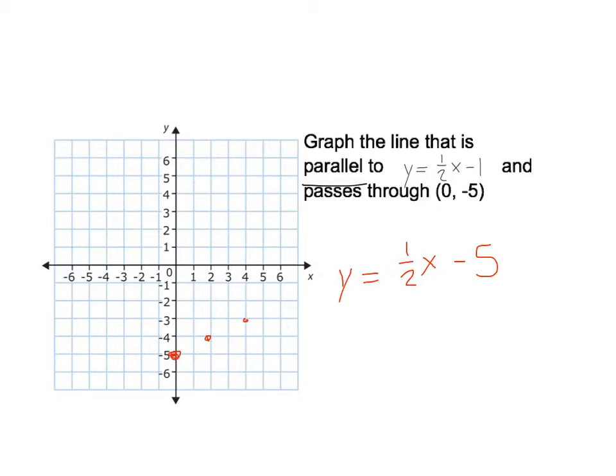or rise negative 1, run negative 2, because remember that 1 over 2 is the same as negative 1 over negative 2. Why? Because a positive divided by a positive is a positive, and a negative divided by a negative is also a positive. So this is basically the unsimplified version of this. And we can do one more, and then of course we connect them with a straight line, and we're done. Except for arrows, of course.